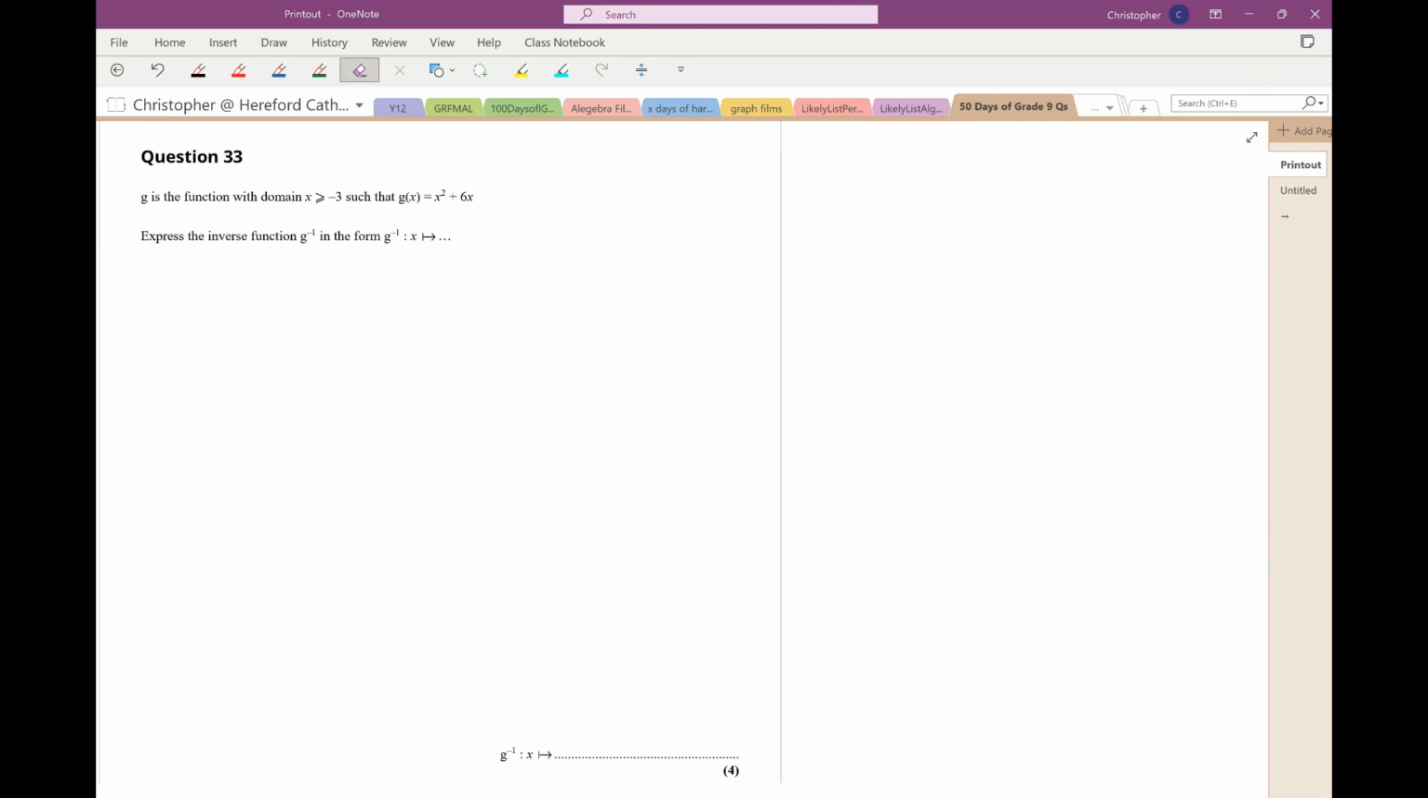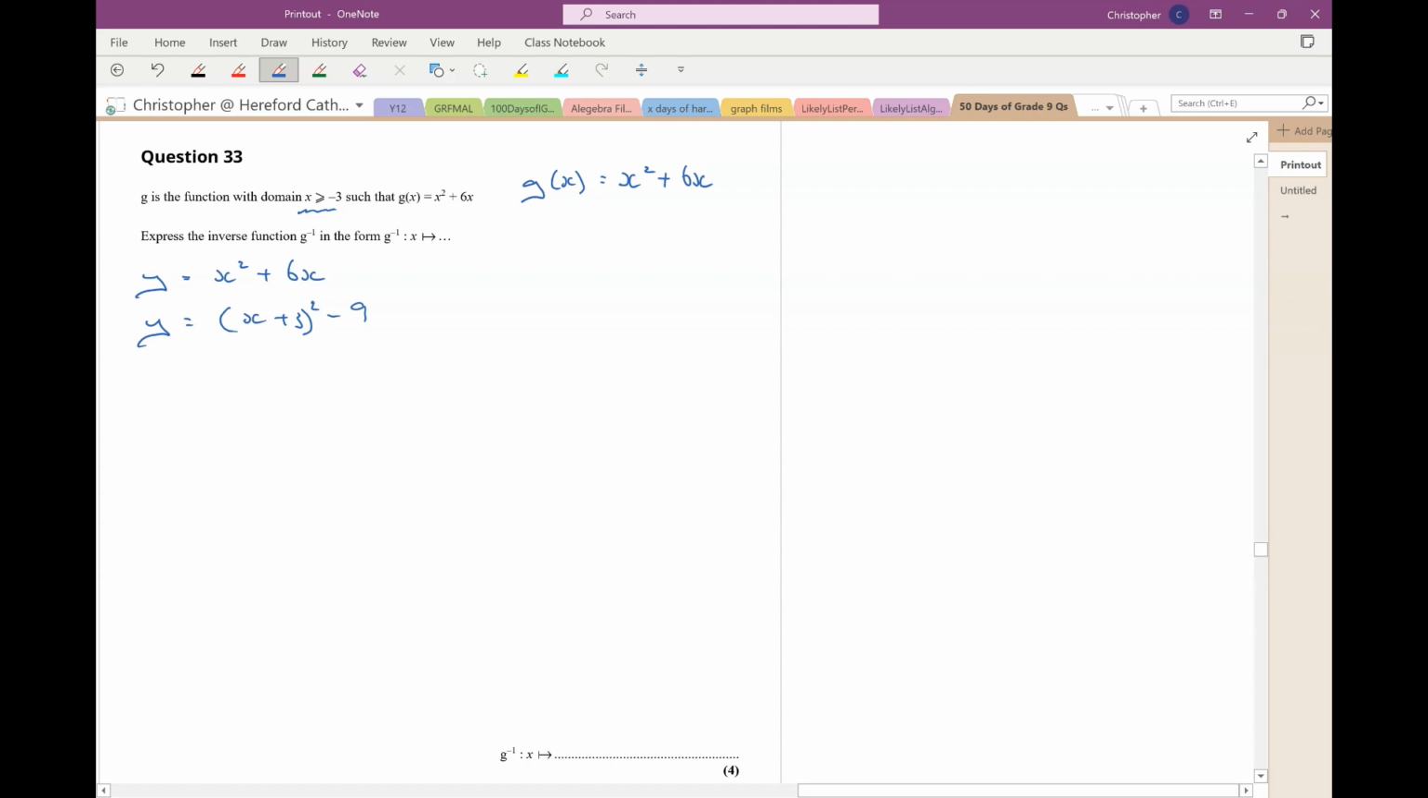Question 33. G is the function with domain x is greater than or equal to minus 3. We might need to remember that, such that g of x is x squared plus 6x. Express the inverse function in that form. Okay, so we're going to say that y equals x squared plus 6x. And we're going to make x the subject. So I'm going to complete the square on the left-hand side. That's x plus 3 squared minus 9.